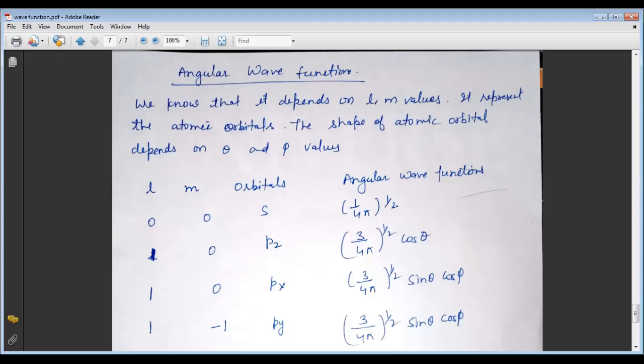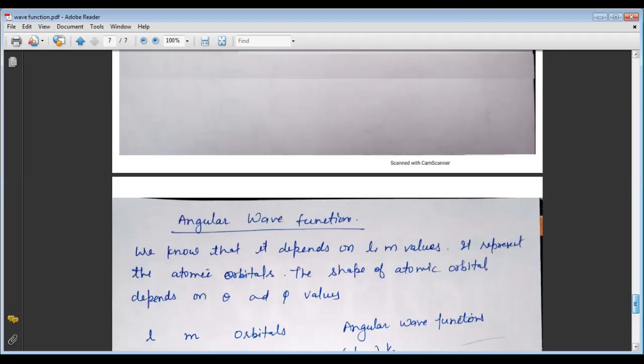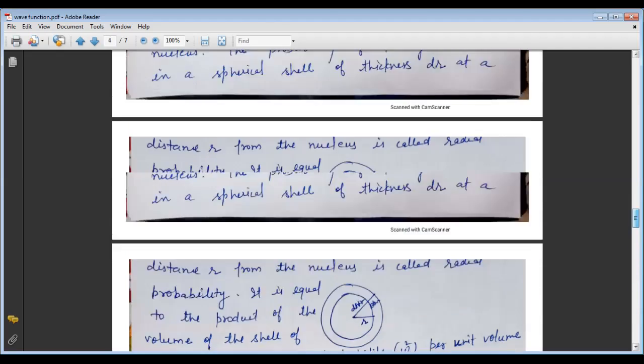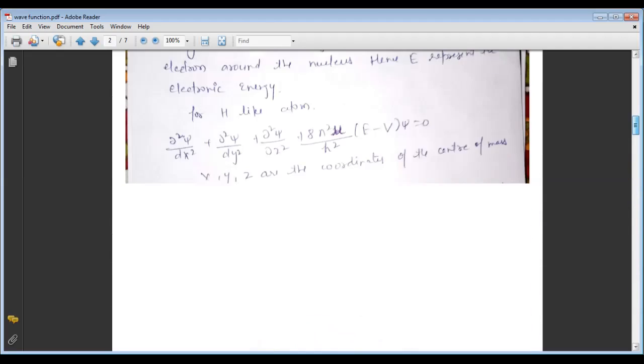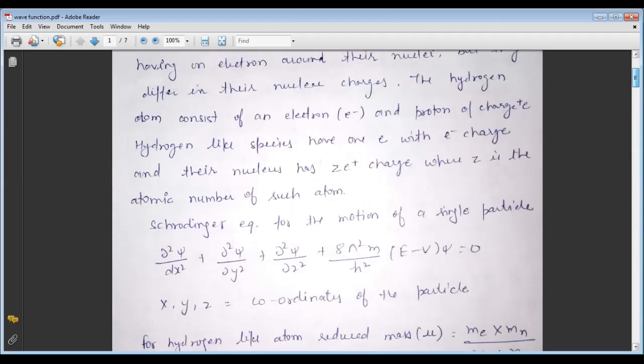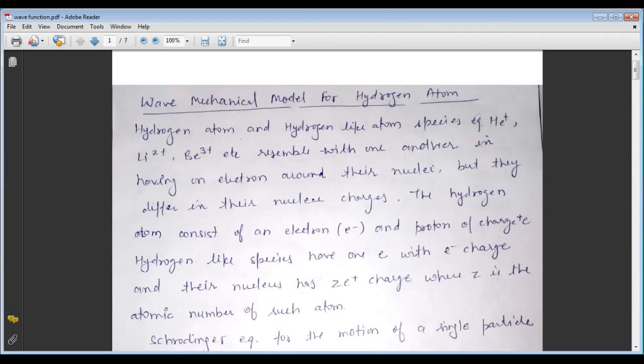So that is the discussion about the wave function of the Schrodinger wave equation of the hydrogen atom, the radial probability distribution curve, and the angular wave function also.